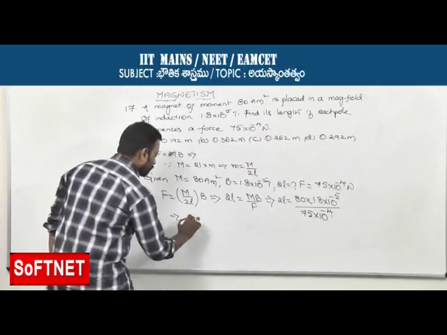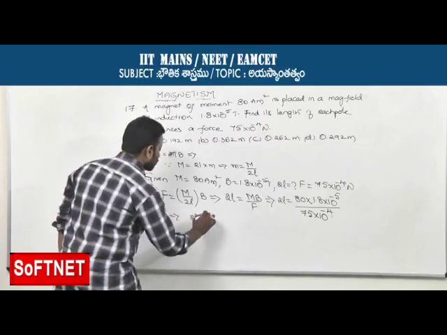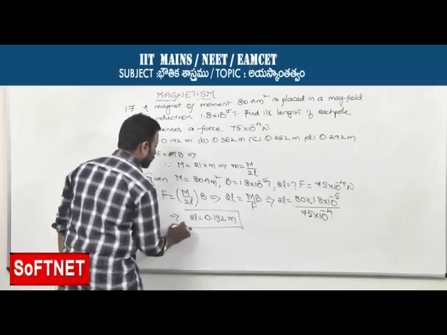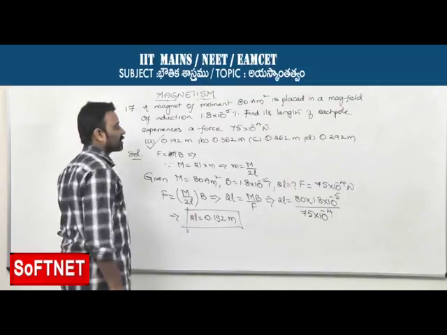If you simplify, you will get the magnetic length as 0.192 meters. So the first option is the correct one.